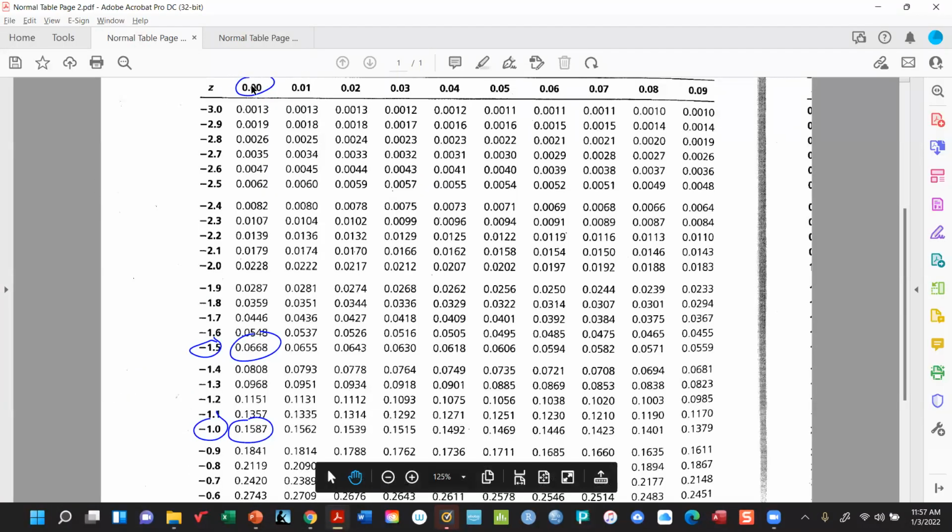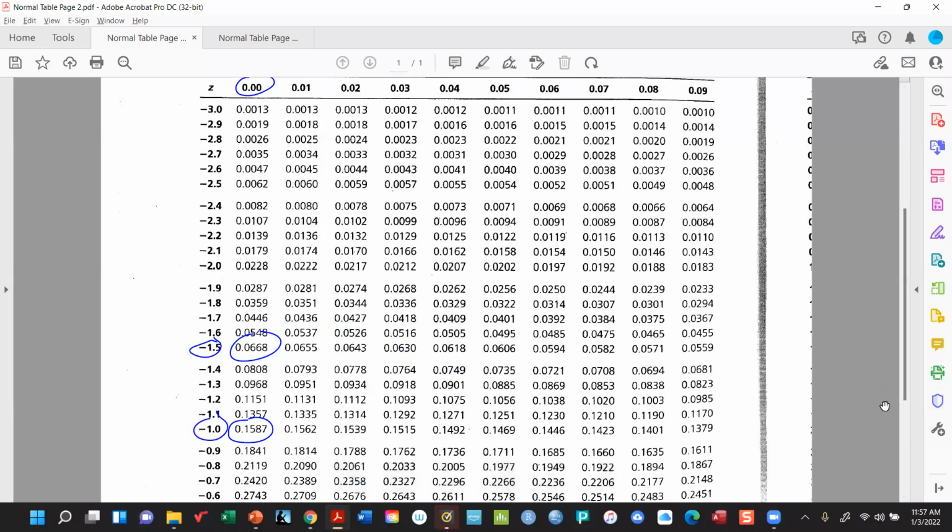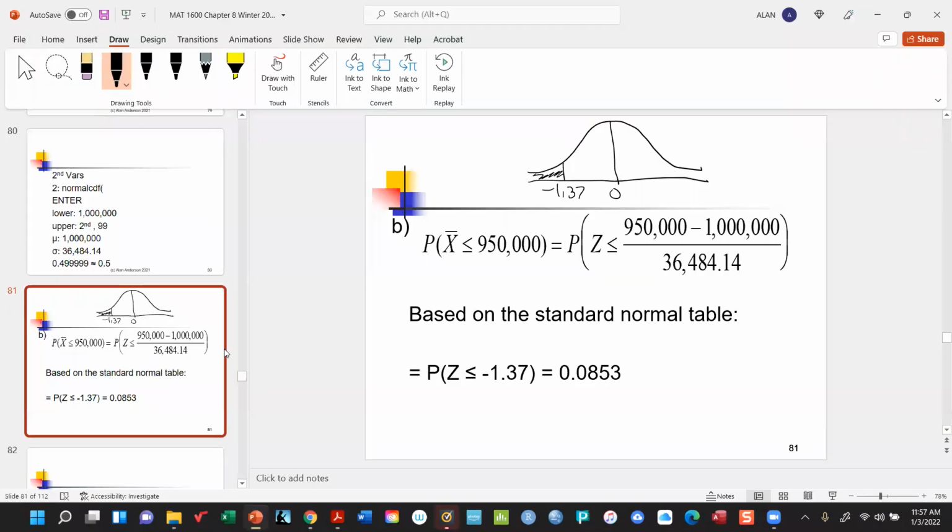Negative 1.3 combined with 0.07 is 0.0853, just as we see in the slides. And that's our final answer. So that's a pretty low probability. It's not impossible, but it's very low.